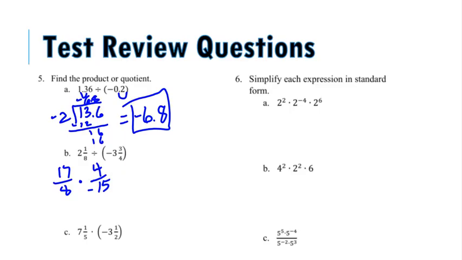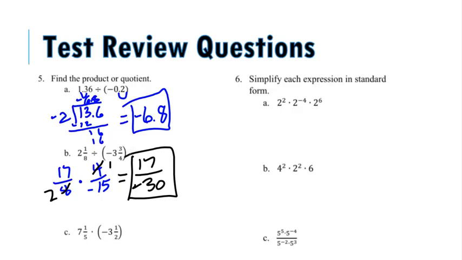And then from this point, I would just simplify diagonally. So I can divide a 4 here and get a 1, divide a 4 here and I get 2. Now I can just multiply straight across, and 17 times 1 is 17. 2 times negative 15 is negative 30. I don't have any common factors in the numerator and denominator, so my answer would remain as negative 17 thirtieths.